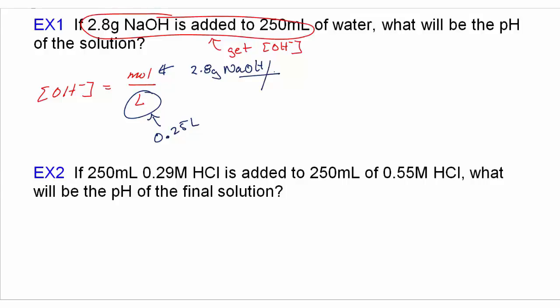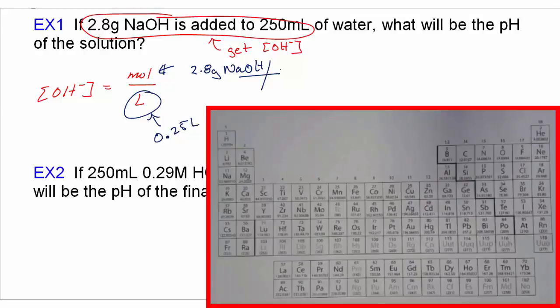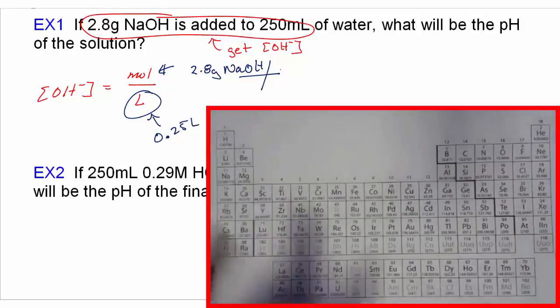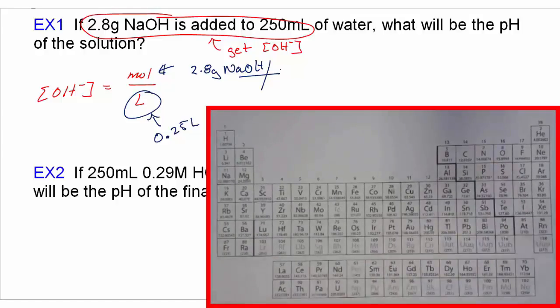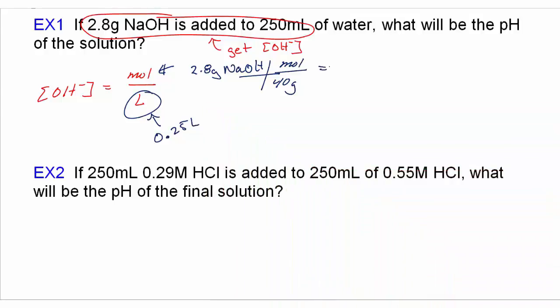Whenever we're given grams, we can convert to moles. What's the molar mass of sodium hydroxide? Sodium is 23 plus oxygen 16 plus 1 for hydrogen, about 40. So I have 40 grams in a mole of NaOH. So around 0.07 moles of NaOH.